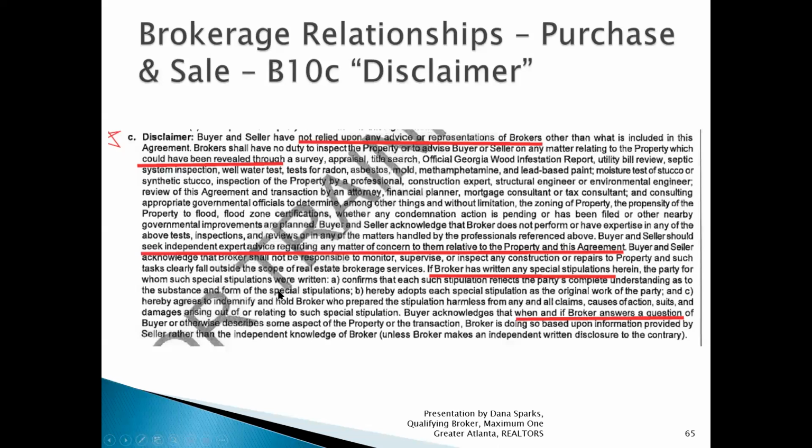This is also GAR's way of saying that any special stipulations written in the purchase and sale agreement, you can't come back on GAR. And if there is a question, and a broker or agent answers the question, they are doing so from information provided by the seller, not from my opinion. Yes, exactly. This can be tricky because, I'm telling you, this is going to save you.